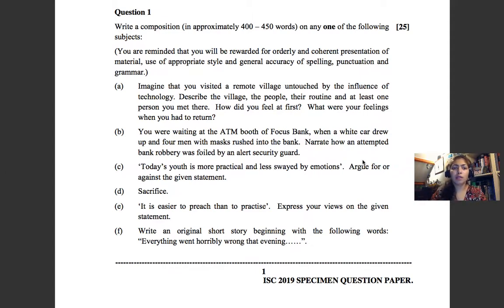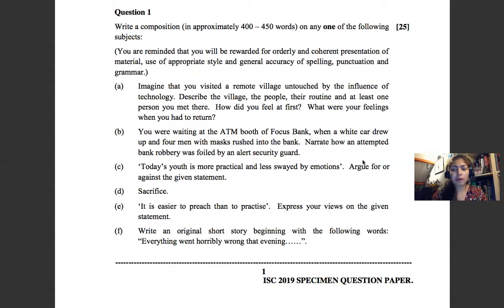It says, imagine that you visited a remote village untouched by the influence of technology. Now, my introductory paragraph would obviously be about the influence of technology and the remote village. My paragraph 2 would be, see, they're giving you the points: I would describe the village and the people, their routine. Then paragraph 3, at least one person you met there, I would describe the person I met there. Paragraph 4 would be my feelings, my first experiences of the place.